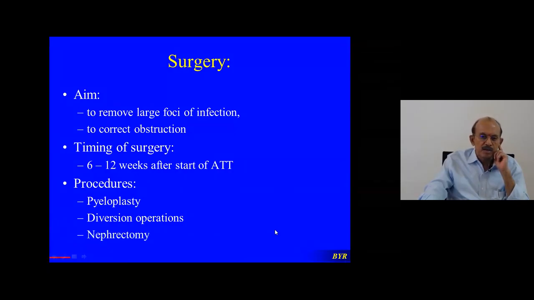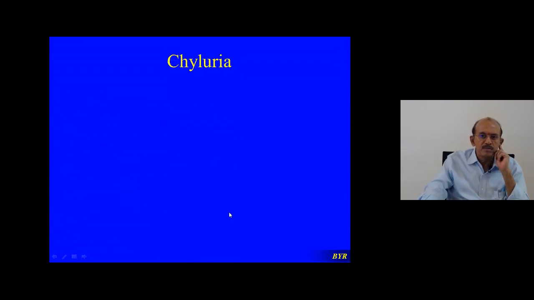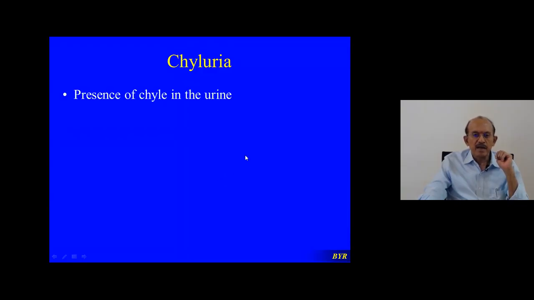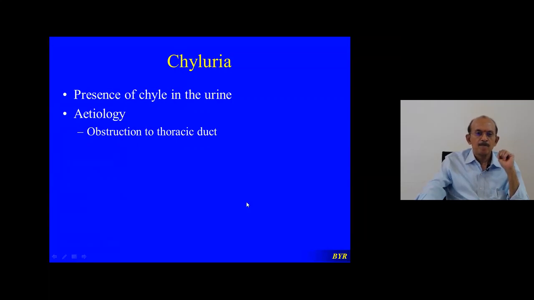Then diversion operations and nephrectomy if the kidney is damaged. So that is about the infections of the kidney. And there is one more topic, chyluria. There is presence of chyle in the urine. Etiology for chyluria. What is chyle?